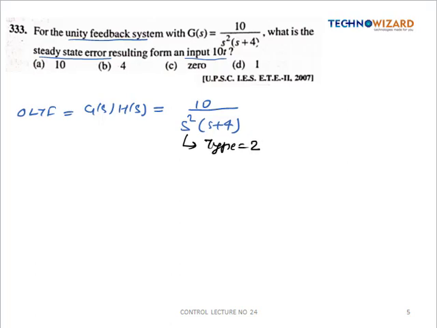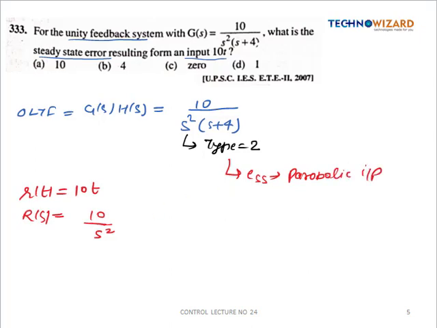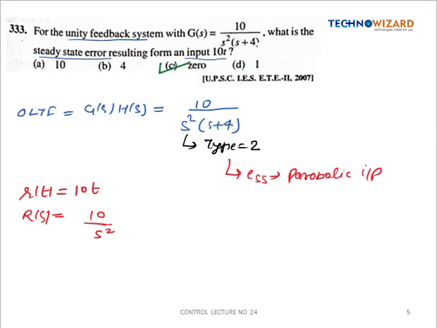Now we are applying the input r(t) equal to 10t. If we take R(s), 10t is a ramp function, so its Laplace will be equal to 10 by s square. As it is type 2, the error will be finite only for the parabolic input. But here we are applying the ramp input, so the steady state error in case of a type 2 system with a ramp input will be 0. So option C is the right answer.